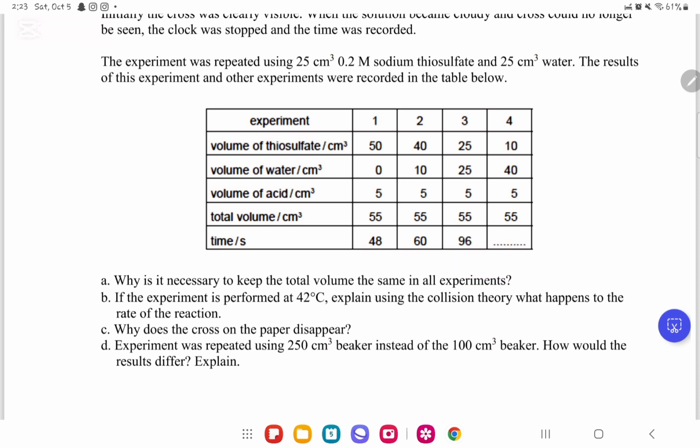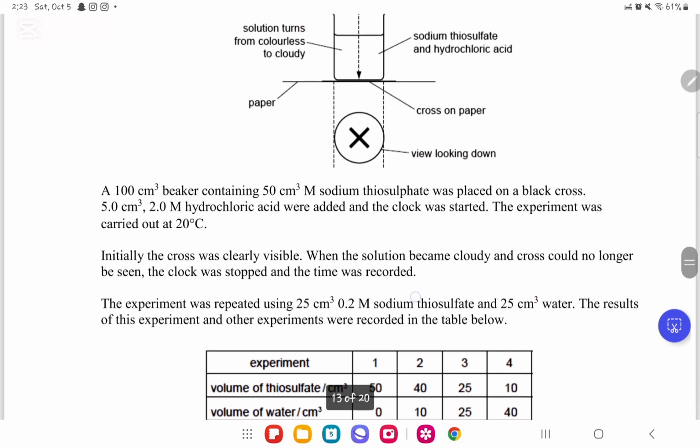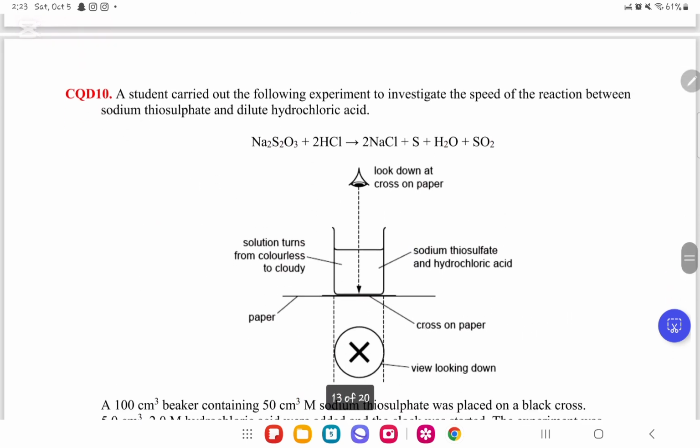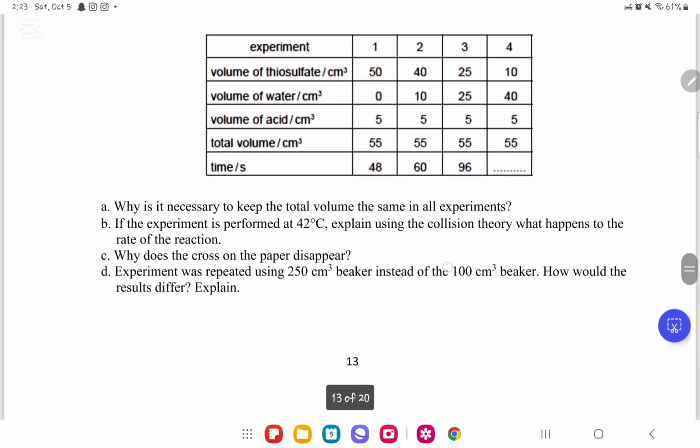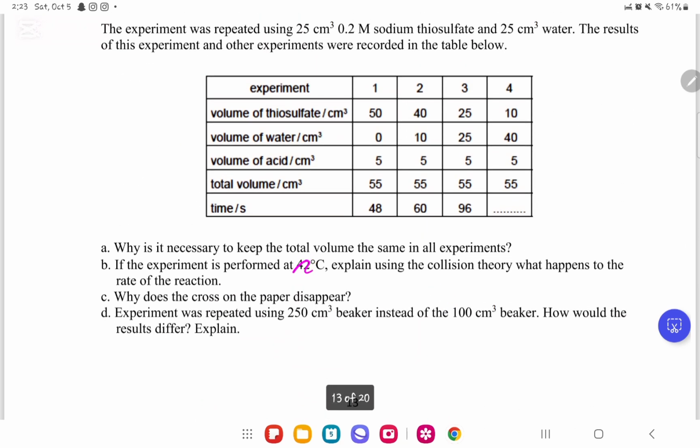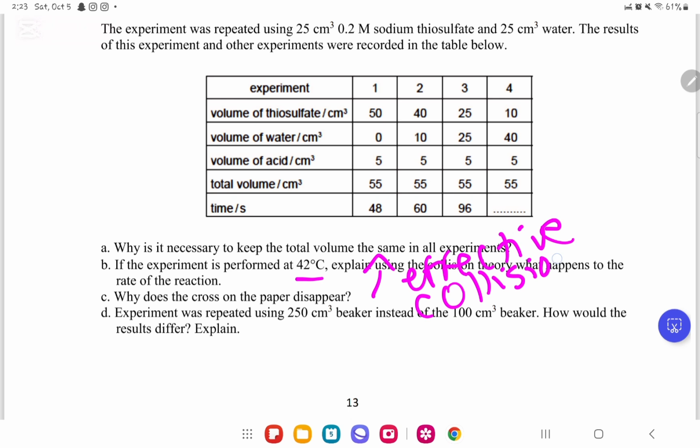If the experiment is performed at 42 degrees Celsius, explain using the collision theory what happens. So we did it at which temperature? At 20 degrees Celsius. So we're increasing it from 20 to 42. Definitely there will be an increased effective collision, and due to the effective collisions increasing, the reaction rate will increase.